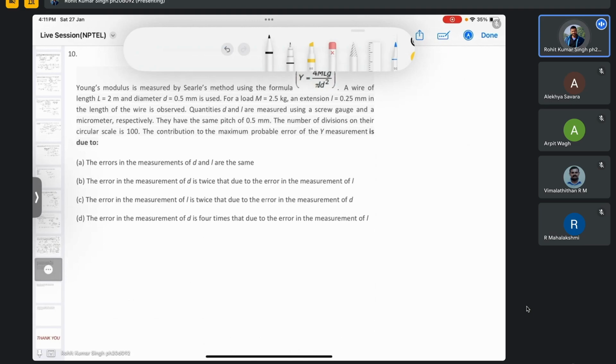Now, this problem is again related to error in measurement. And it's an option choice problem. So I'll ask all of you to give your opinion. So I'll read the question. Young's modulus. Do all of you know what Young's modulus is, right? It is a measure of elasticity.